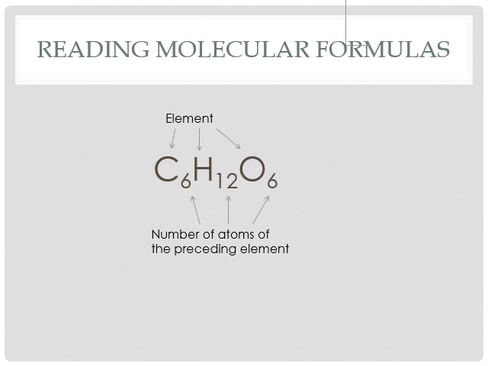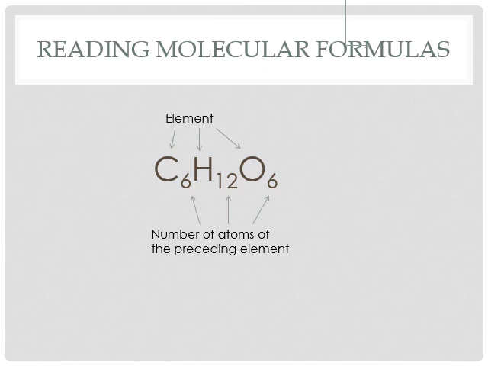Oftentimes when we're looking at molecules, we're going to look not directly at the molecule. You need an electron microscope to do that. So we just want to know information about the molecule, and we can get that from a molecular formula. The molecular formula will have the elemental symbol that you found with the name on the periodic table of elements. So here we have C, and we know C is carbon. H is hydrogen. O is oxygen.